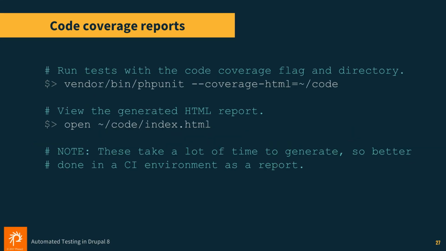With PHPUnit, you can do code coverage reports. I don't recommend doing this locally because it takes a very long time, because it has to parse through all of the core code, even if you don't want your report to cover it. You can tell it to not cover it, but it still has to internalize all that and then generate reports. But if you have an automation server, you could run this weekly or manually on that server, just to get an idea of how much of our custom code is tested.